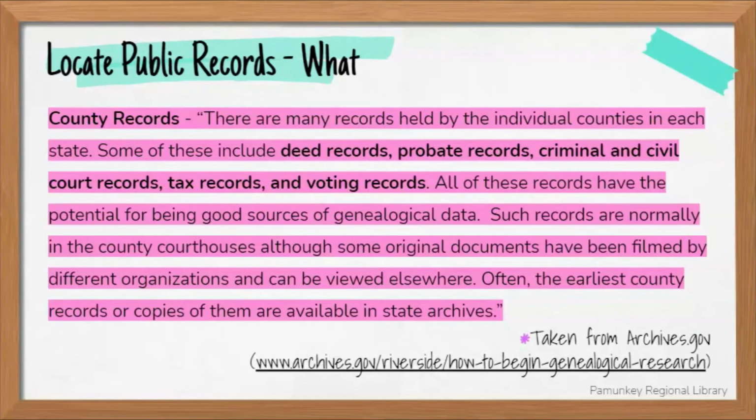All right, and now county records. There are many records held by the individual counties in each state. Some of these include deed records, probate records, criminal and civil court records, tax records, and voting records. All of these records have the potential for being good sources of genealogical data. Such records are normally in the county courthouses, although some original documents have been filmed by different organizations and can be viewed elsewhere. Often the earliest county records or copies of them are available in the state archives, so that would be back at the Library of Virginia, as opposed to your county courthouse or county offices. Again, this is taken from archives.gov.